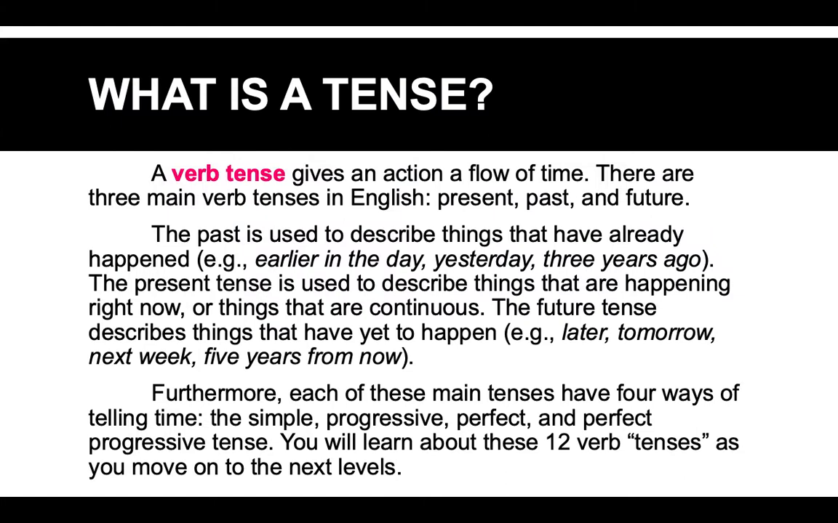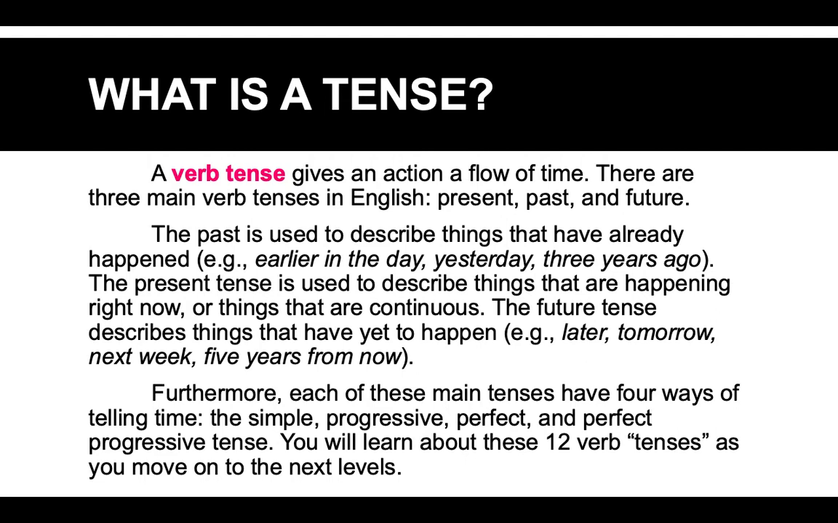Let's start by reviewing what tenses are. A verb tense gives an action a flow of time. There are three main verb tenses in English: present, past, and future. The past is used to describe things that have already happened. For example, earlier in the day, yesterday, or 3 years ago.